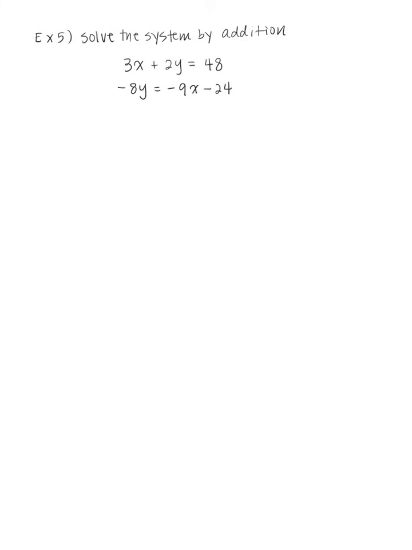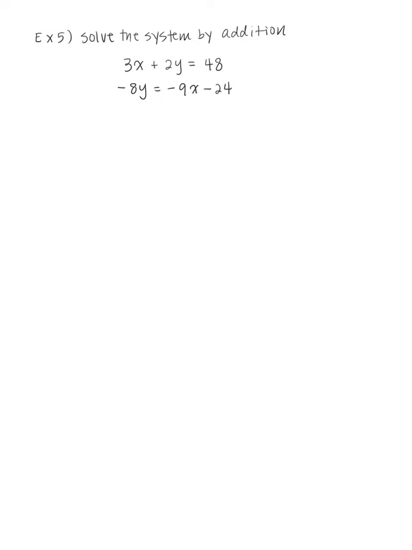Let's practice a little bit more on solving the system by the addition method. So here's example 5. Solve the system by addition. 3x plus 2y equals 48. And the second equation is negative 8y equals negative 9x minus 24. Step number 1, we need to make both of these into standard form. The first one is good to go. Now the second equation, we need to flip it around. So I need to add 9x to both sides, correct?